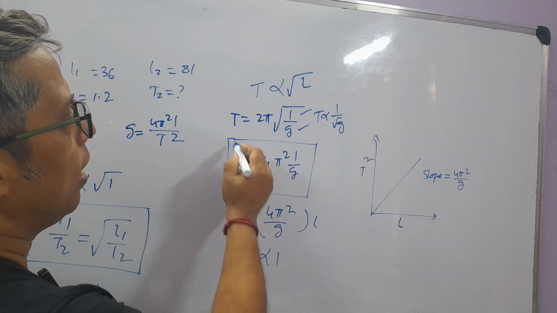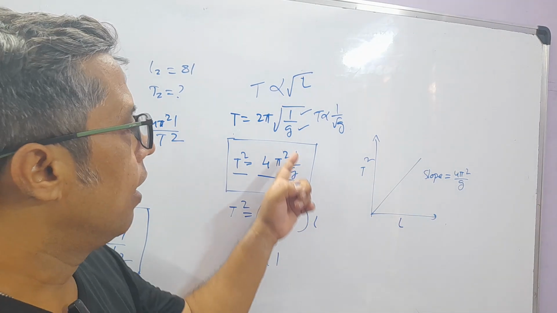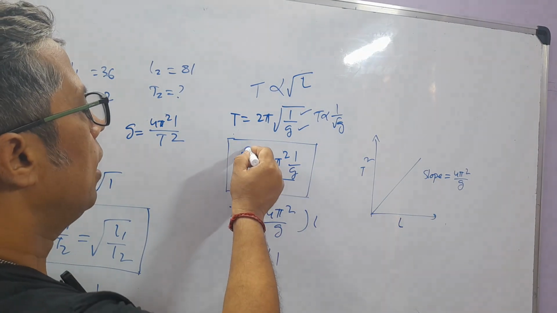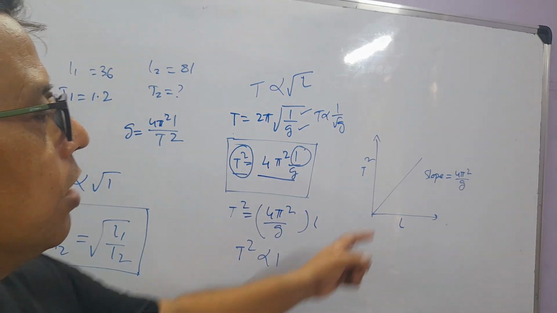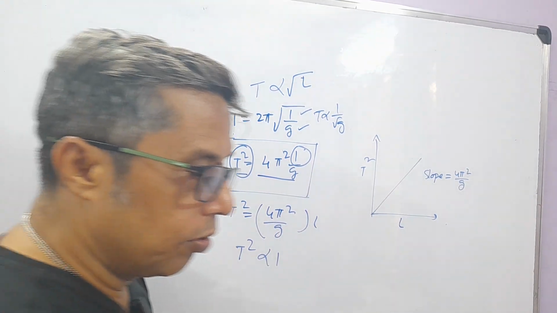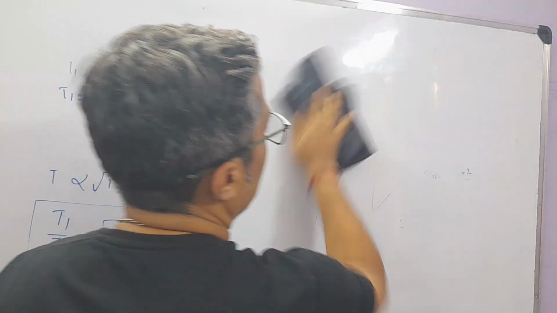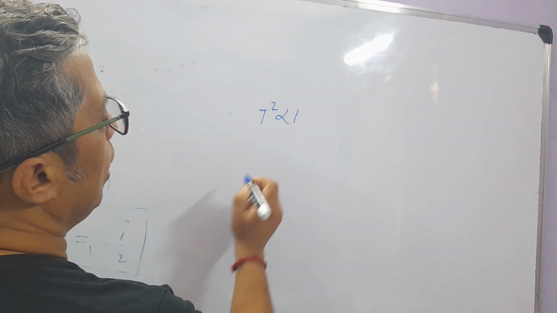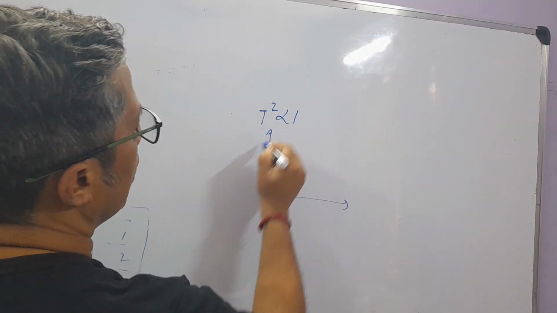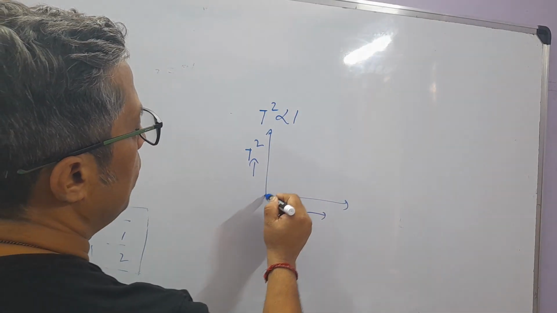Now if I am squaring both sides, T square will be equal to 4 pi square L by g. And from here, if we draw a graph between T square and L, this will be a straight line, right? So here you get a question like what will be the relation between T square and L. This will be a linear relation. T square versus L is a straight line. So it will be T square on the y axis and L on the x axis. It will be a straight line.